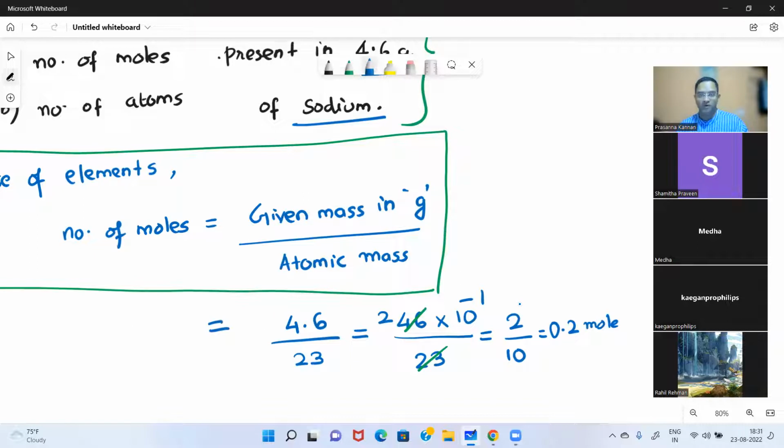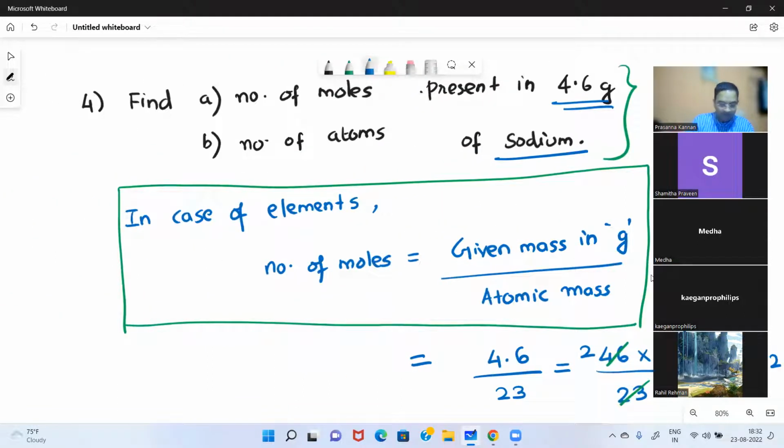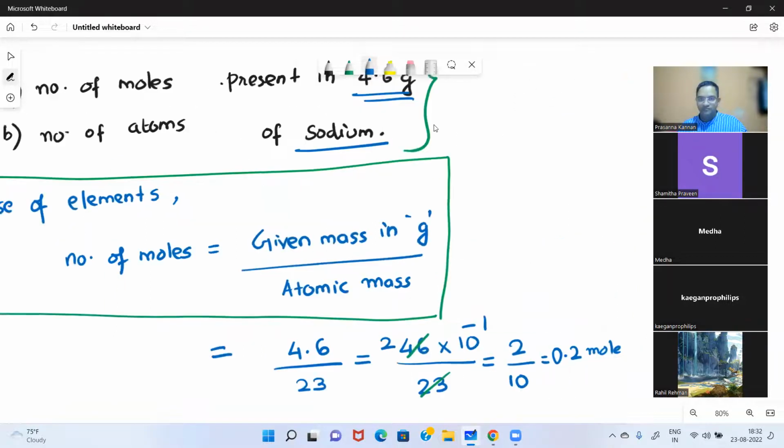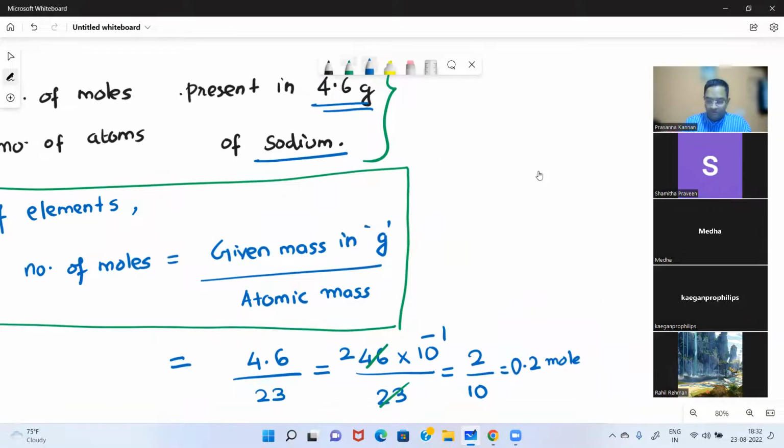All right. Now the question doesn't stop here. This is just a part of the question, which is we found out the number of moles. Now what is the next thing? We need to find out the number of atoms, right? Here also, you see what is the modification in the formula. I'm sure you can guess it.